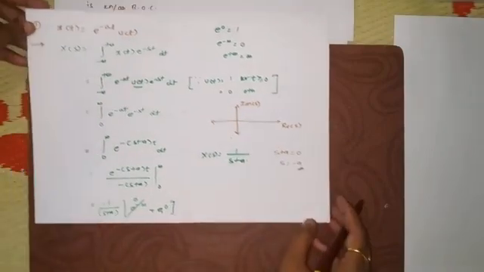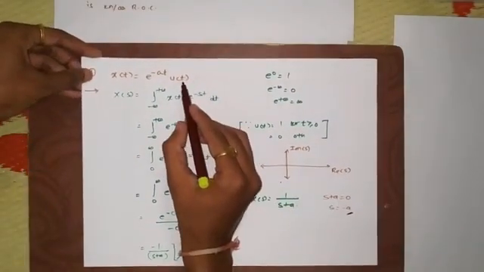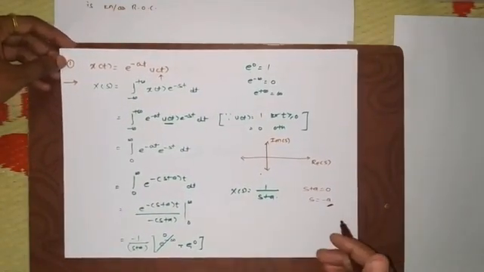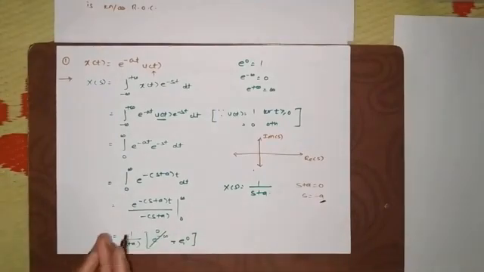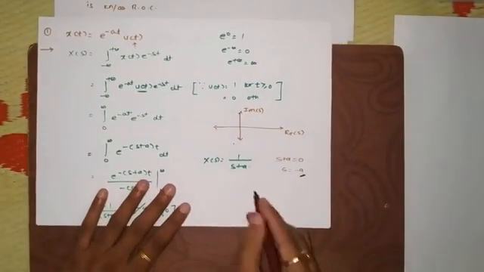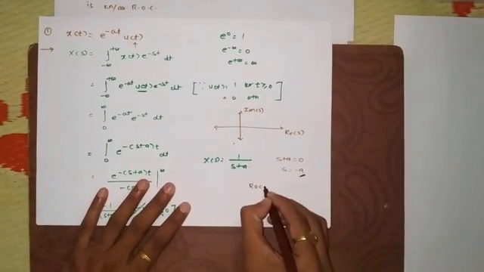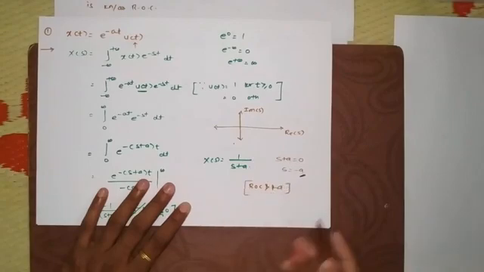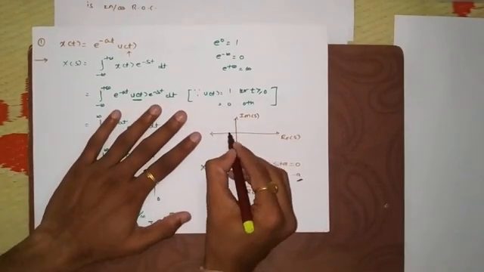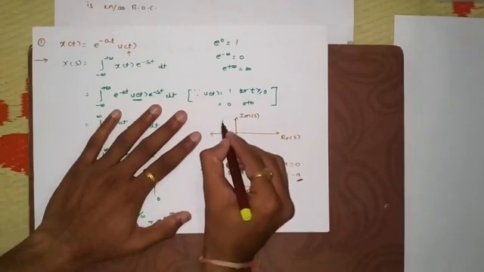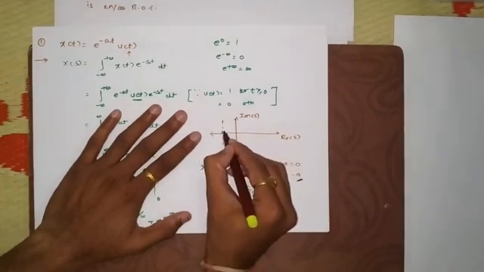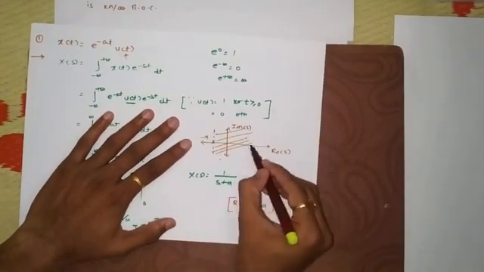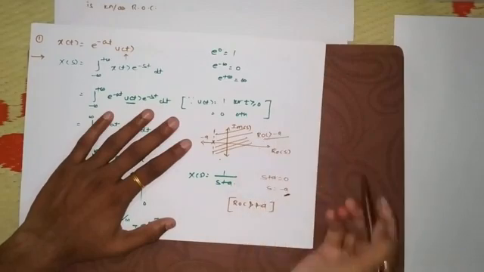And the foremost important thing is whether our signal is right sided or left sided. So the signal is multiplied with u of t, that means it is a right sided signal. And if it is a right sided signal, always remember ROC should be greater than the pole point. That means in this case we can write ROC is greater than minus a. So we'll draw it. This is the strip. This is minus a, and this becomes our region of convergence. That is, ROC is greater than minus a.